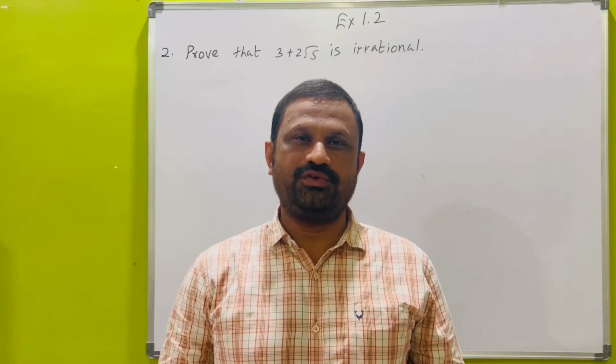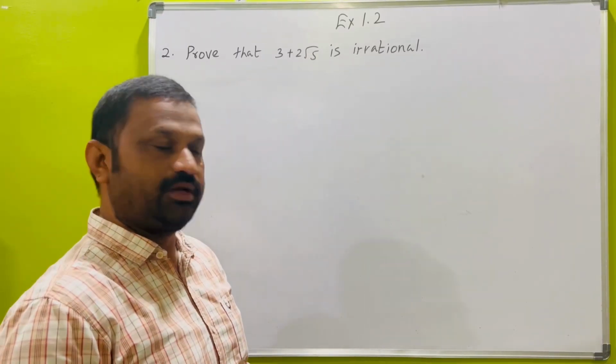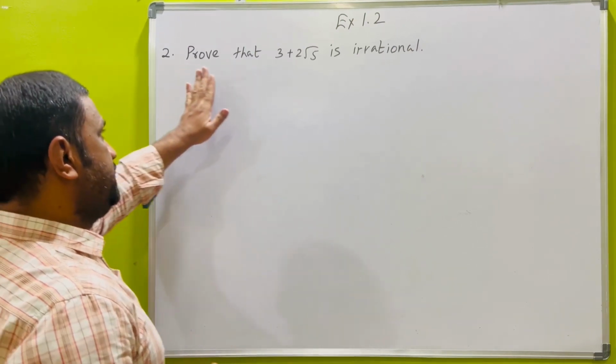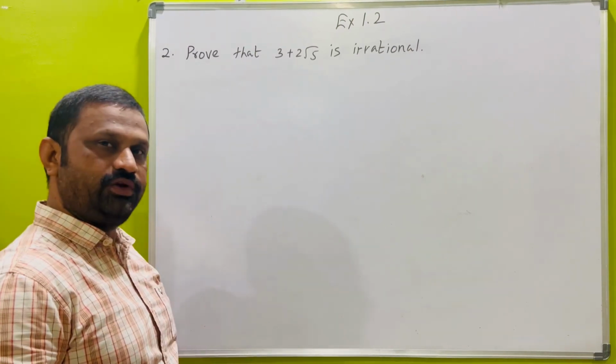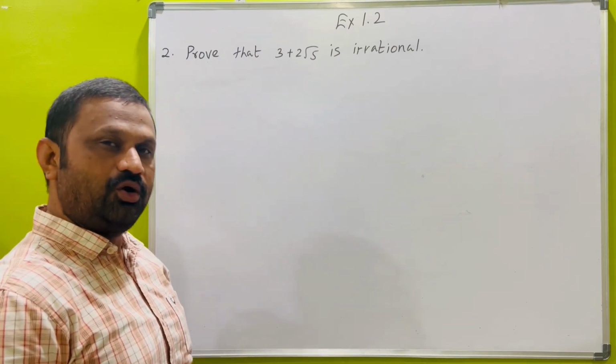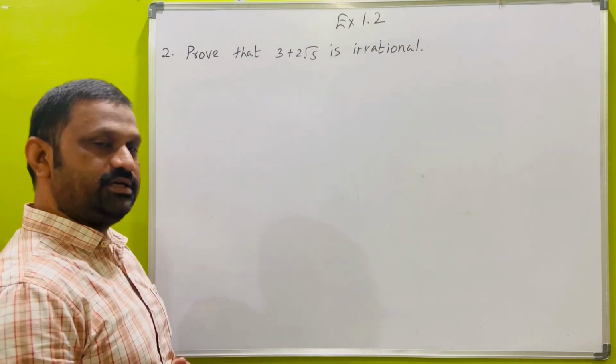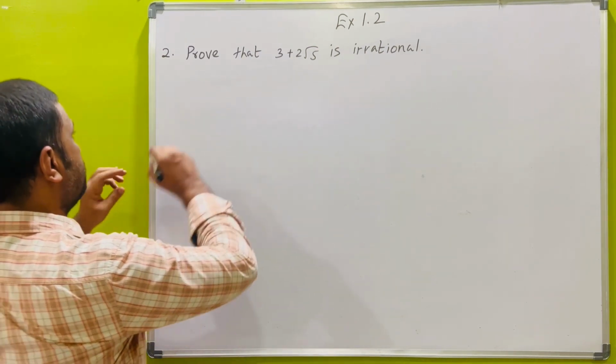Hello students, today we solve question number 2 from exercise 1.2 of first chapter real numbers. Prove that 3 plus 2 root 5 is irrational. We have to prove 3 plus 2 root 5 as irrational. Now we will use contradiction method to prove 3 plus 2 root 5 is irrational. Okay, let us solve the problem.